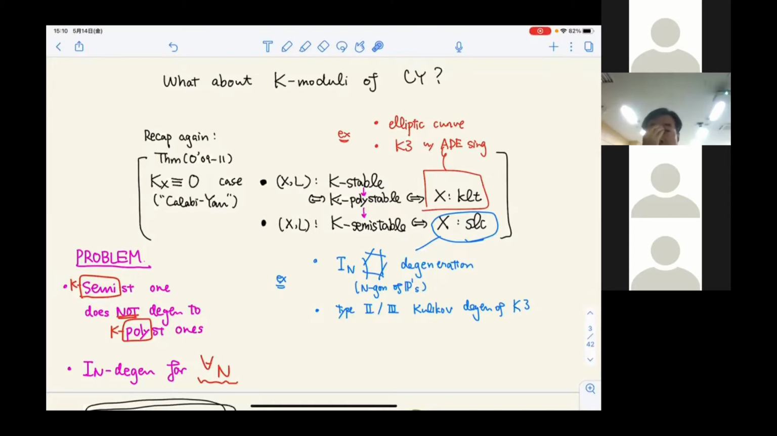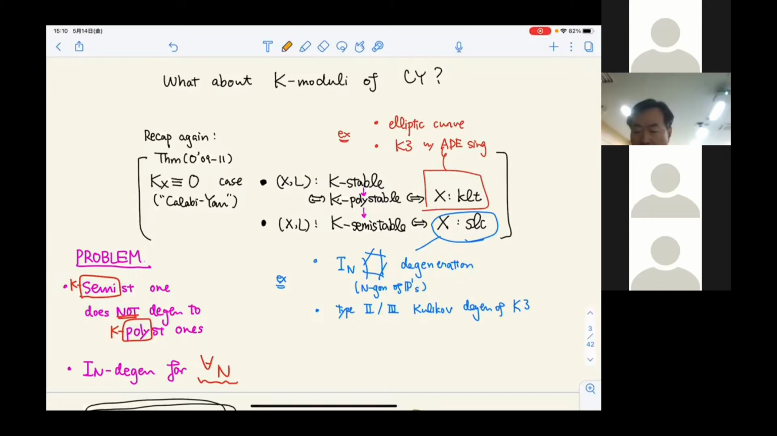well, SLC and K0 for the one-dimensional case is nothing but an I_n type degeneration, in the sense of Kodaira. So like an n-gon of P1s like this. Here I wrote a picture of the case when n is 6, but any n is allowed.